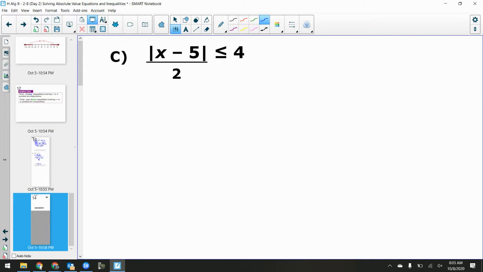Okay, so we multiply that 2 over to the other side. I get the absolute value of x minus 5 is less than or equal to 8, right? Okay, now here I make my two solutions. But in this case, is this an or? No, this is an and. Now I'm going to write the word and here, but in the end, I'll combine it back together. So we've got x minus 5 is less than or equal to 8, and x minus 5 is greater than or equal to negative 8.